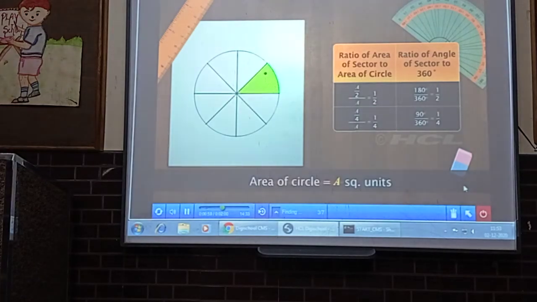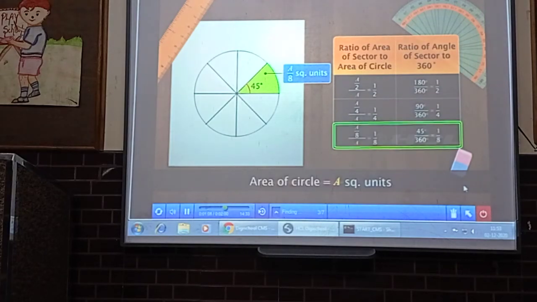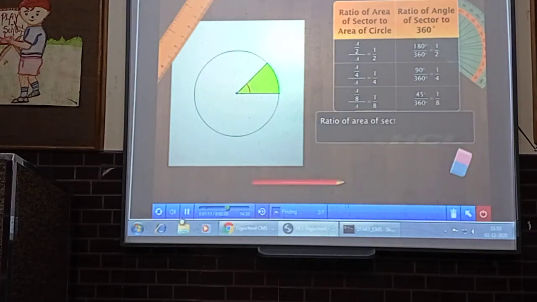Similarly, when the sector is 1/8 of the area of the circle, the angle of the sector is 45 degrees, which is 1/8 of 360 degrees. The ratios become equal again. Therefore, the ratio of area of sector to the area of the circle is equal to the ratio of the angle of sector, represented by theta, to 360.